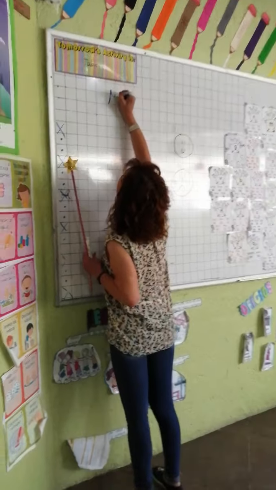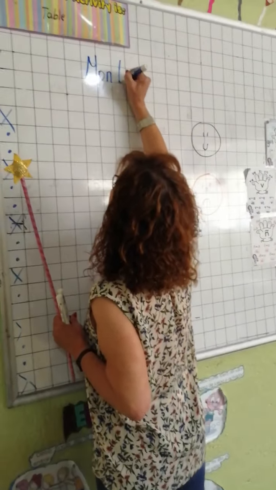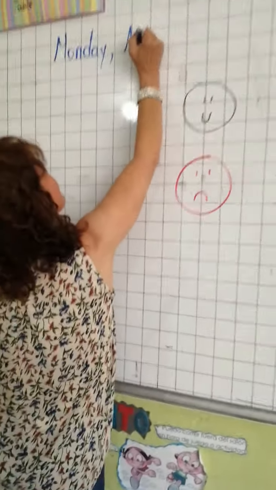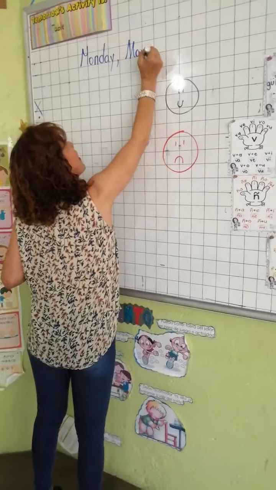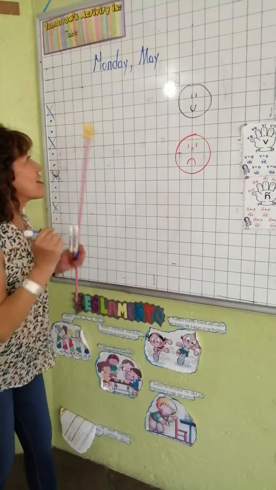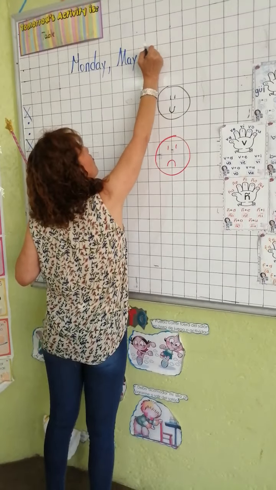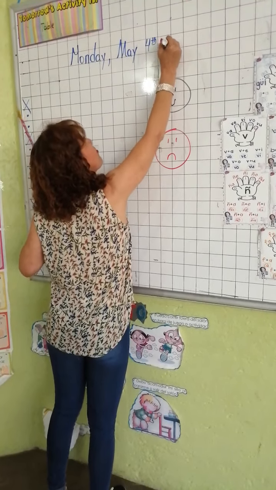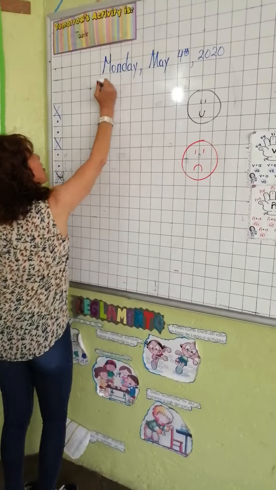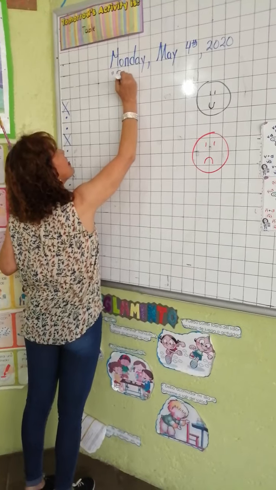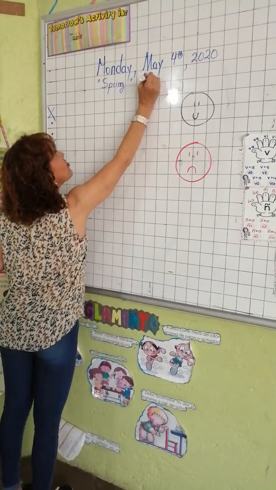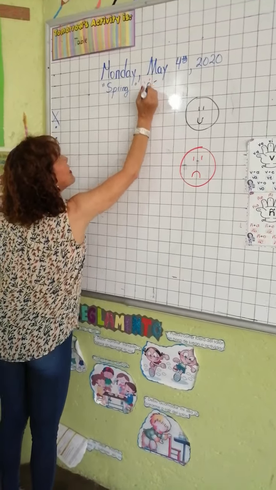Okay, today is Monday, April, no, May kids. Monday, May, do you remember the number of day kids? It's 4th, excellent. Okay, 4th and the year 2020. And the season of the year is spring. And the weather, it's sunny. It's a sunny day. Excellent, kids.